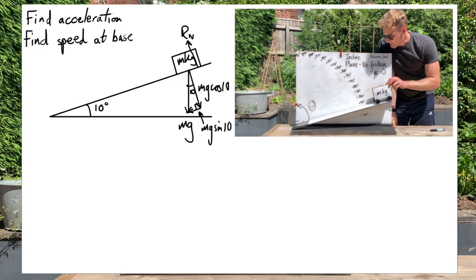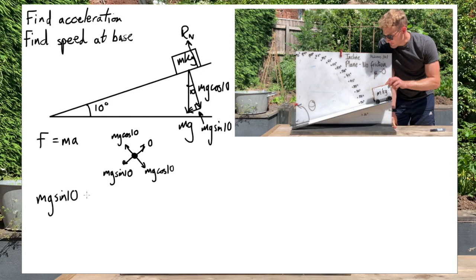Okay, so we want to know the acceleration. So we start with F equals ma. Our little point diagram, we have a force down the slope of mg sine 10. We have no force going up the slope. We have mg cos 10 this way and the same this way. Now, we're not really using the cos at the moment, but it's a good habit to get into because we will be using it when we have friction.